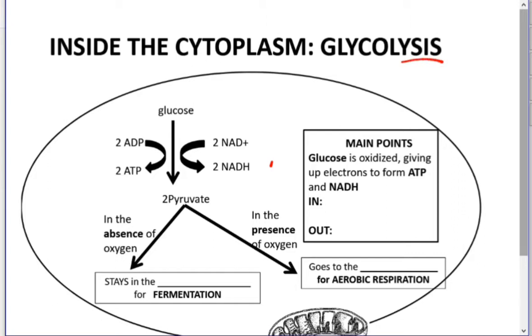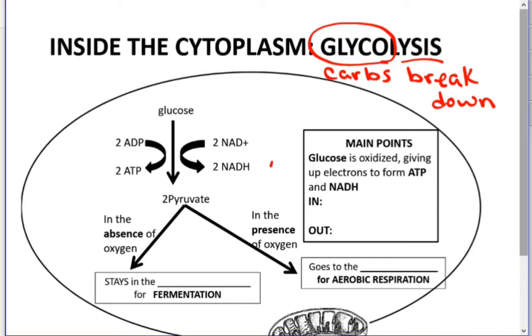Does anybody know what lyse, or lysis, means? Break. Like Lysol is called that because it breaks open, it breaks down bacteria. So lyse means to break down. And then glyco, what does that sound like that you've learned already? Glycogen. So glyco refers to carbs, specifically glucose. So this word literally means carbs breaking down.